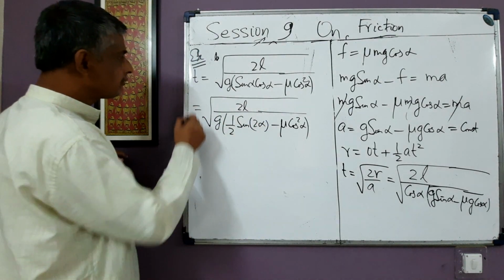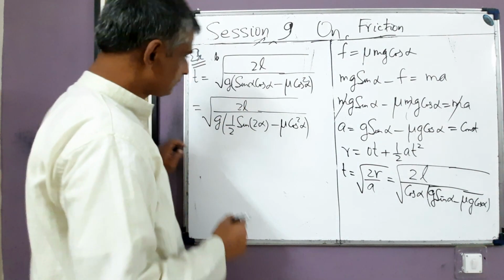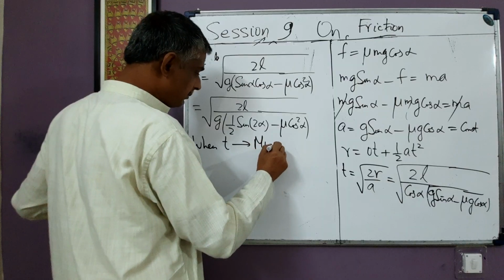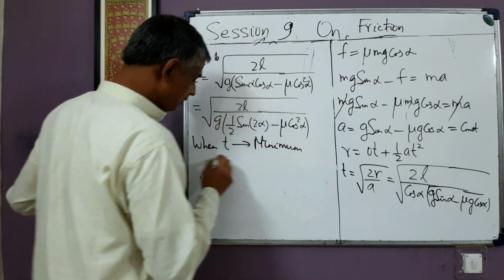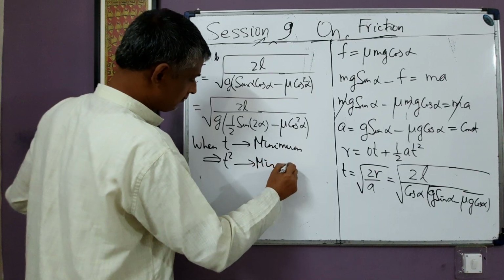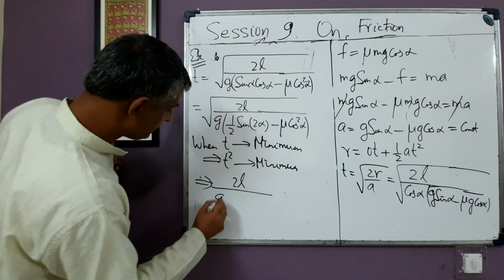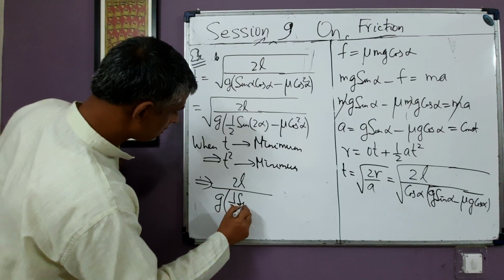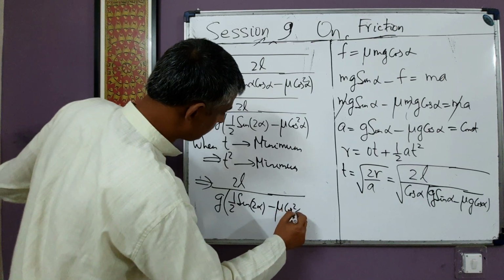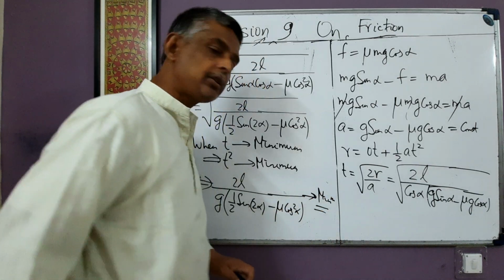Okay, now we have to minimize t. Numerator is constant, 2l. So when t is minimum, it implies that t square is also minimum, which means 2l by g into half sin 2 alpha minus mu cos square alpha, that is also minimum.